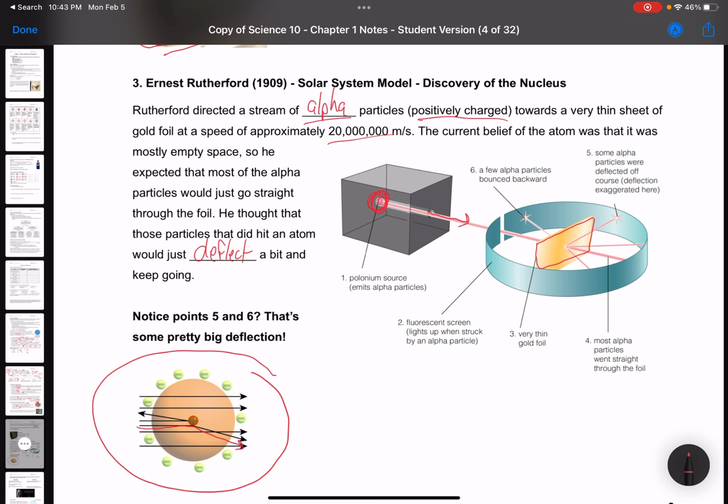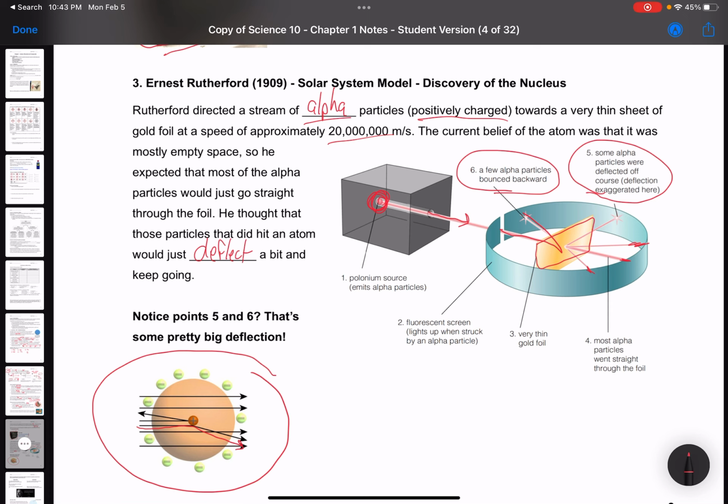So that was kind of his prediction. If we go back up to this other diagram here, we can see that most of them end up hitting the back or making small deflections. But what he didn't see coming were number 5 and number 6. A few alpha particles actually hit the foil and bounced almost straight back, which he never thought was going to be possible.